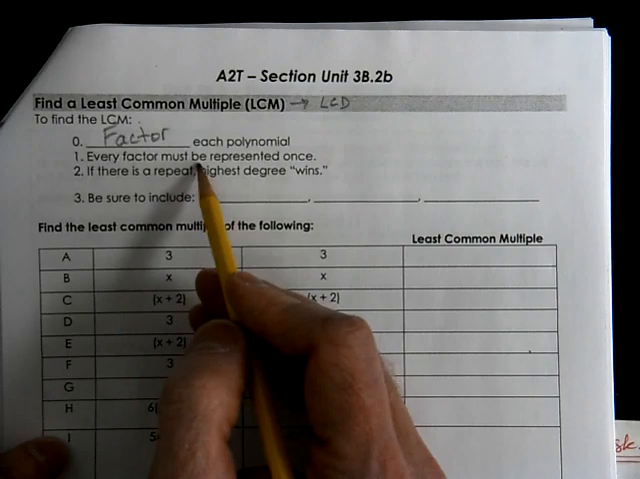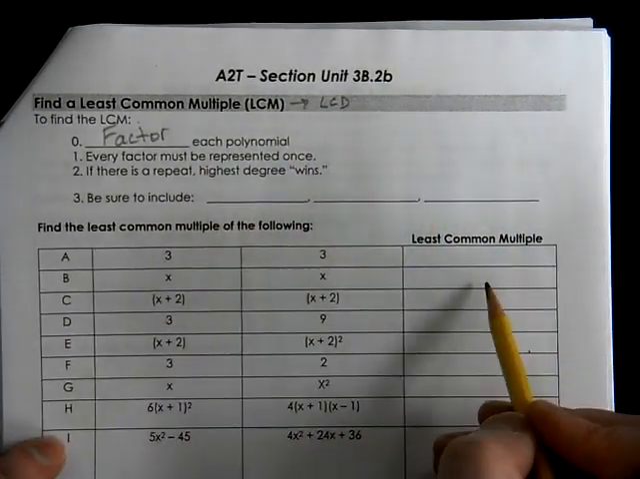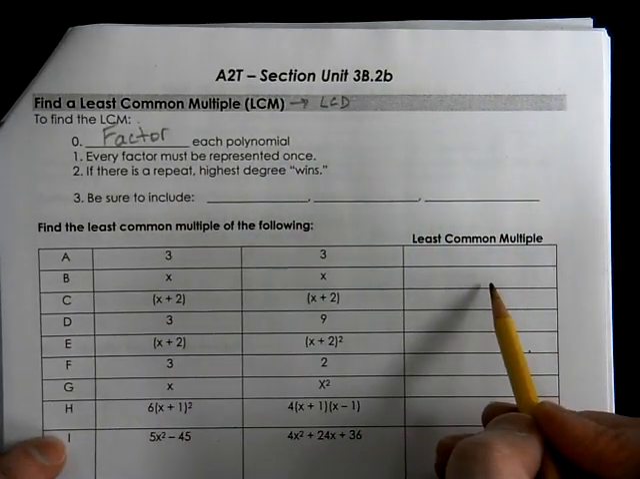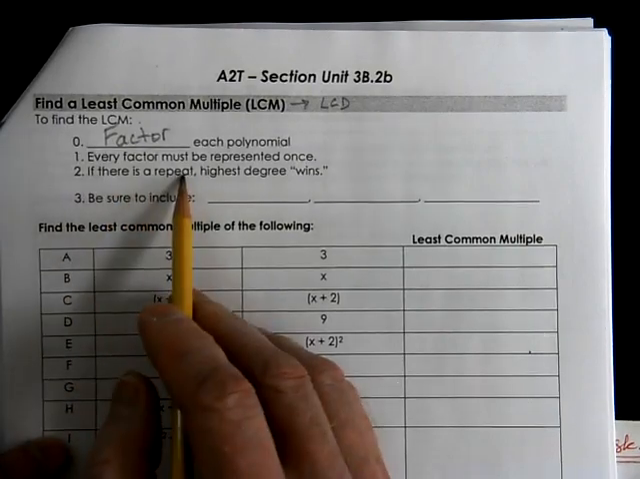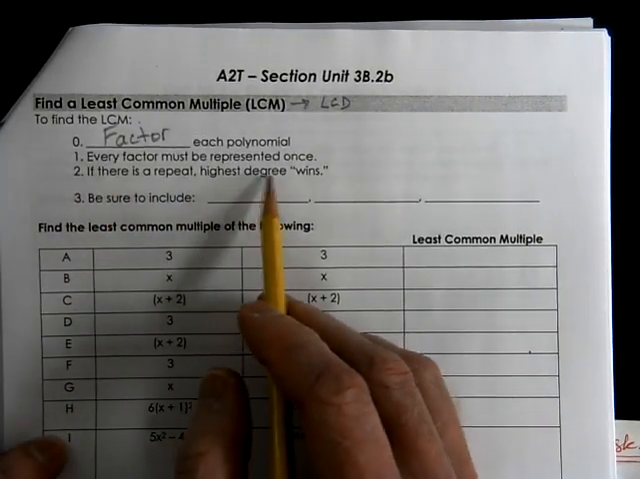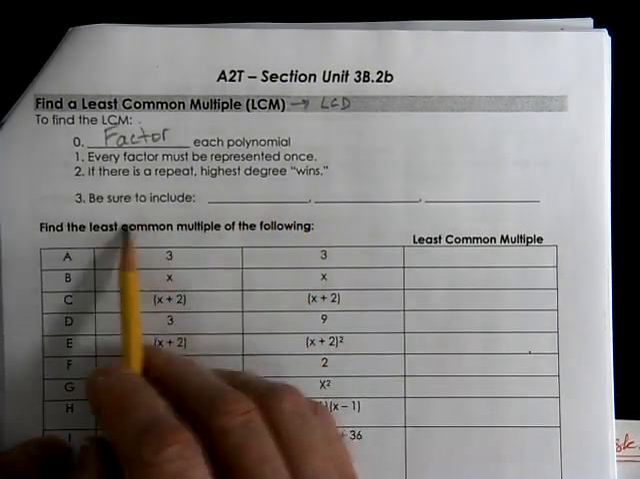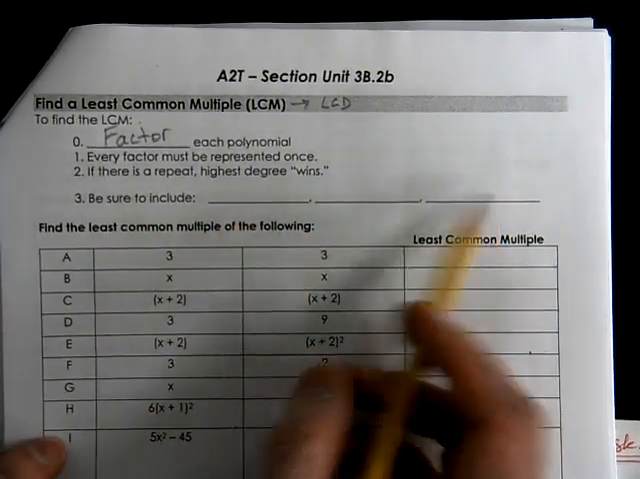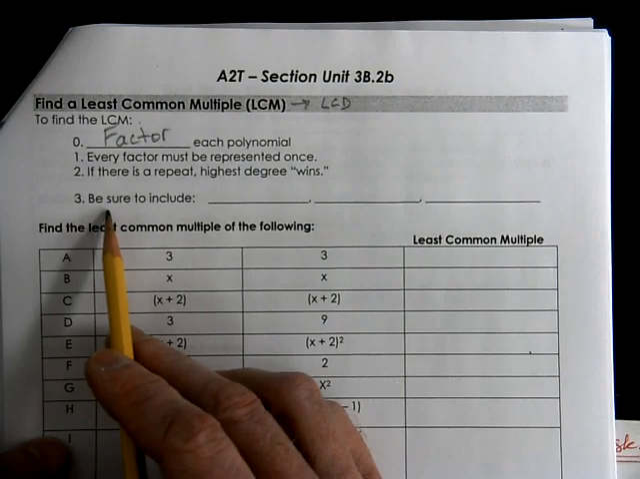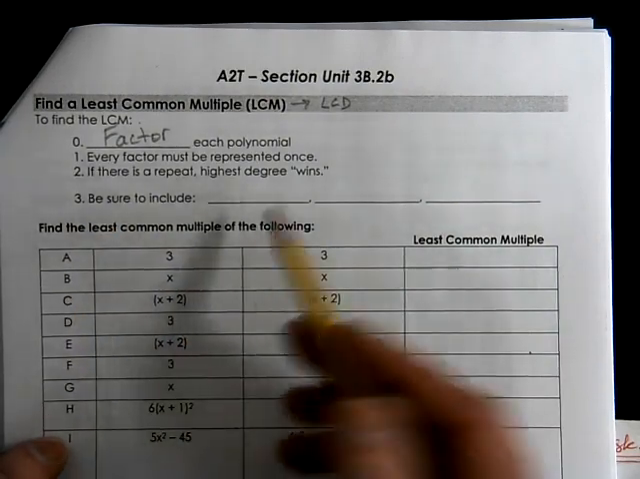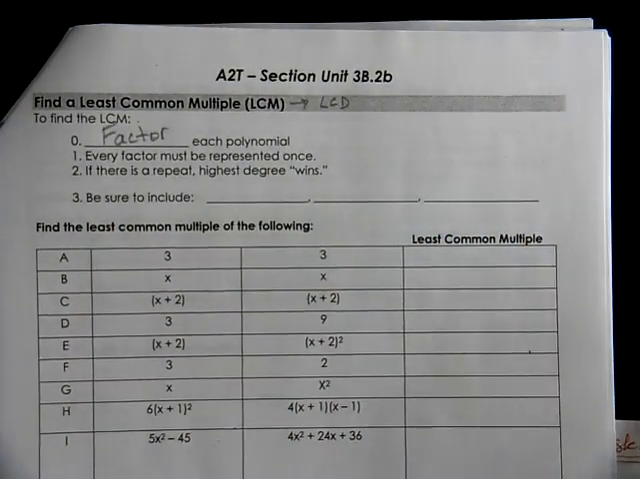And every factor must be represented once for your least common multiple. If there's a repeat, we're going to take the highest degree. And at the moment, I'm not sure what goes into these silly blanks. So we'll move on and we'll practice and see if we can come up with words that go into those blanks.